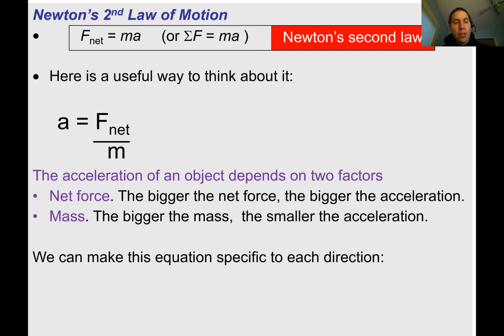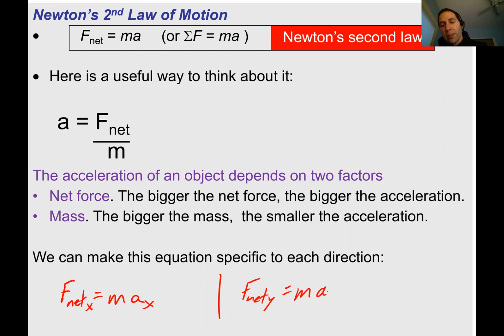Now we can make this, and we will make this equation specific for a given direction. As we've talked about before, motion in different directions is independent of each other. So for example, net force in the x direction equals the mass of the object times its acceleration in the x direction. And similarly, independently, the net force in the y direction equals the mass of the object times its acceleration in the y direction.